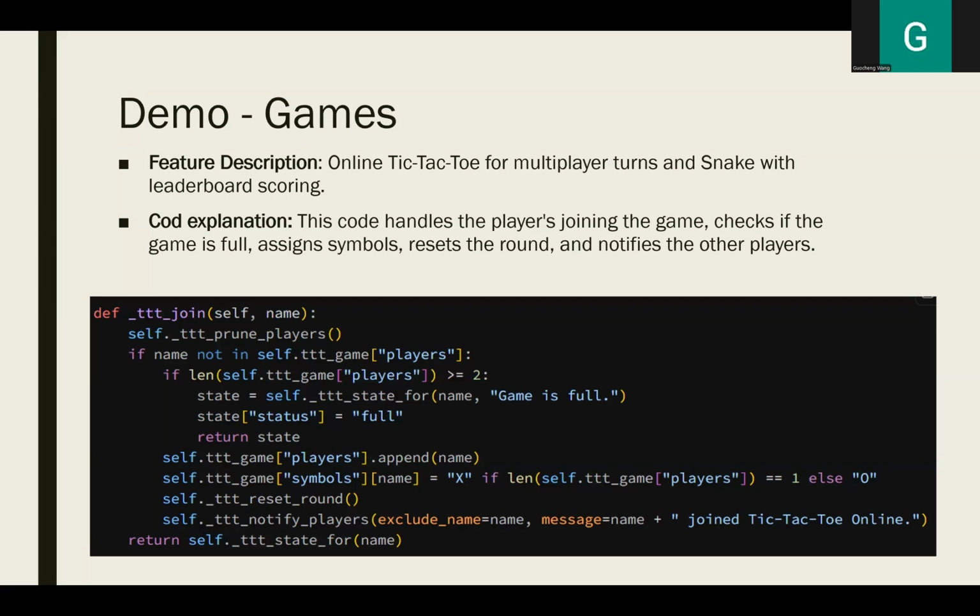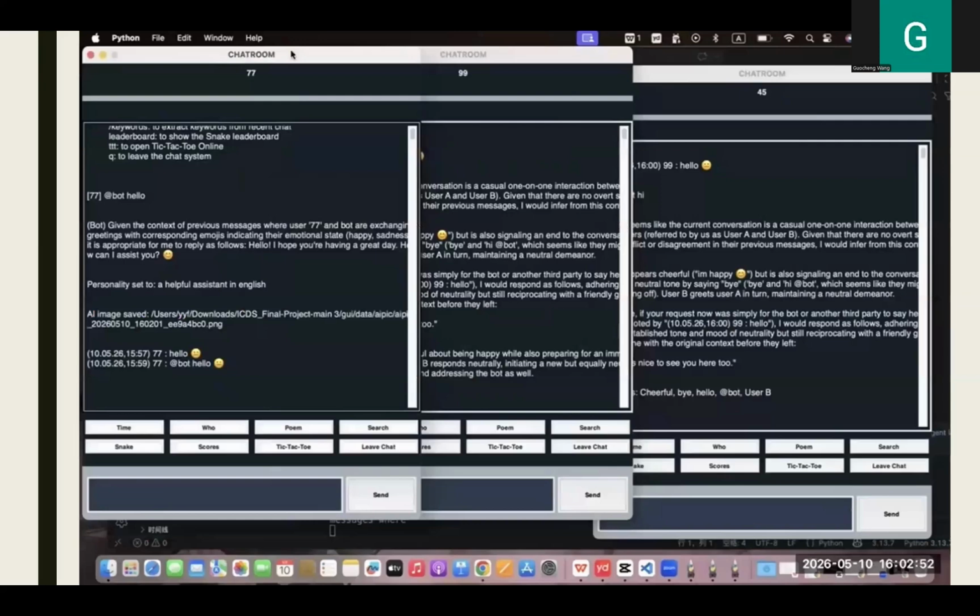We added online tic-tac-toe for multiplayer, and we added snake for one player. Below is the code: the function tic-tac-toe join handles players joining the game, checks if the game is full, assigns symbols, resets the round, and notifies the other players. So let's see the demo.